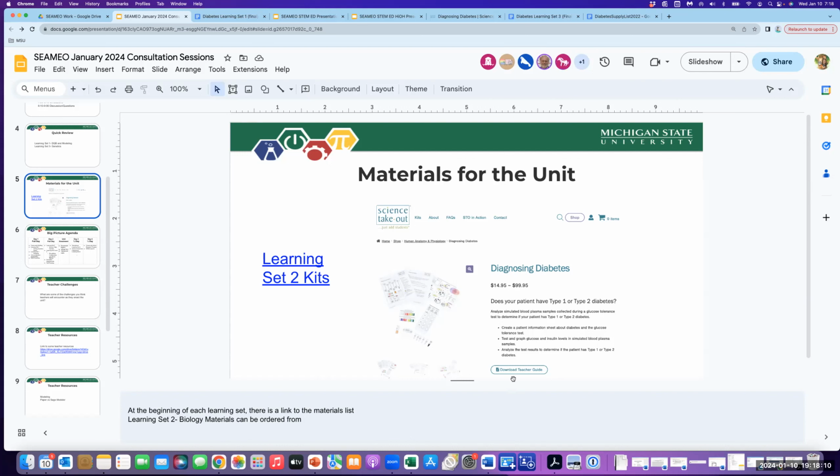There's a link here where you can download the teacher guide. If these are materials that you can get there, I fully agree that if you can get them there and you don't have to do the back and forth shipping, that's definitely a way to save a lot of money. The students typically work in groups of 3. 2 is the most ideal for these learning kits, but 3 is good. 4 might be a little too many students to work on diagnosing diabetes.